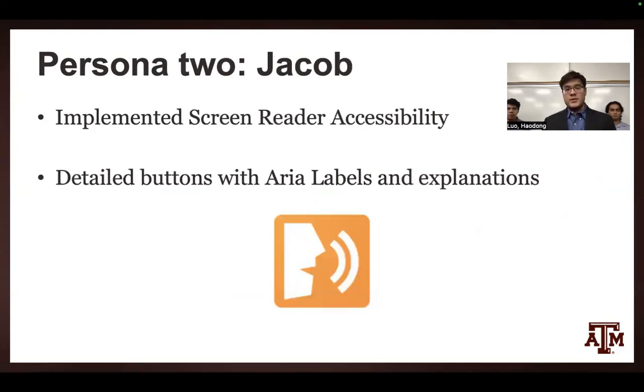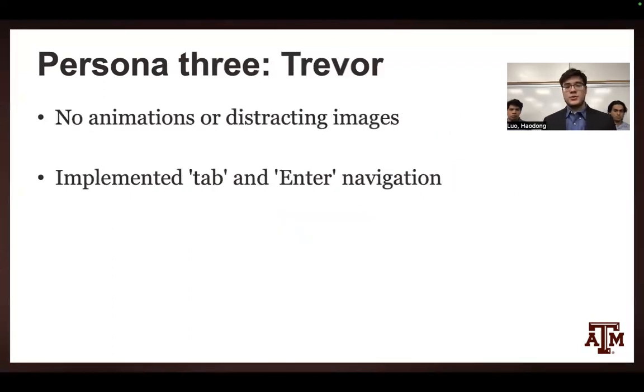He is blind, so we had to implement screen reader accessibility, meaning that we had to add detailed aria labels and a tab and enter navigation. Our third and final persona is Trevor, who is autistic. He's easily distracted by animations or visual cues. So we had to add a lot of, again, aria labels so he could easily navigate the website. Furthermore, we had no animations or distracting images.